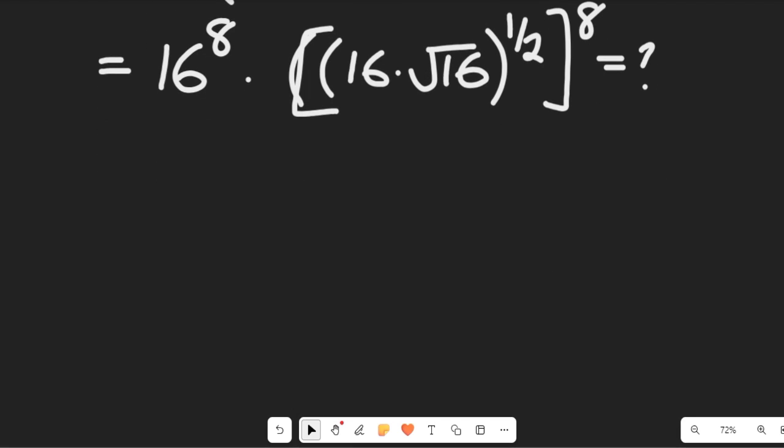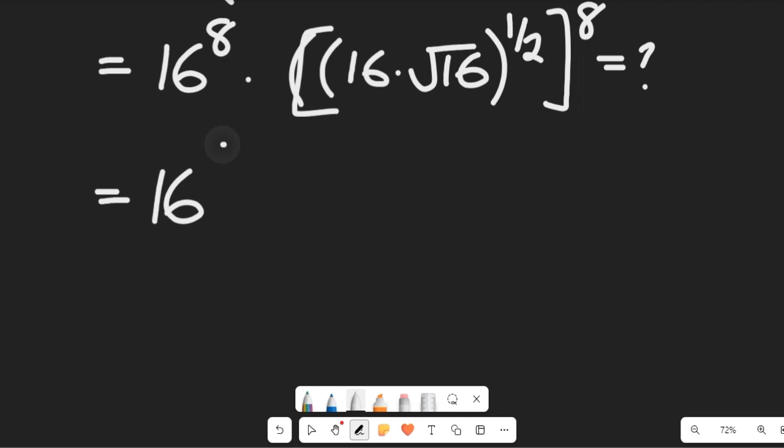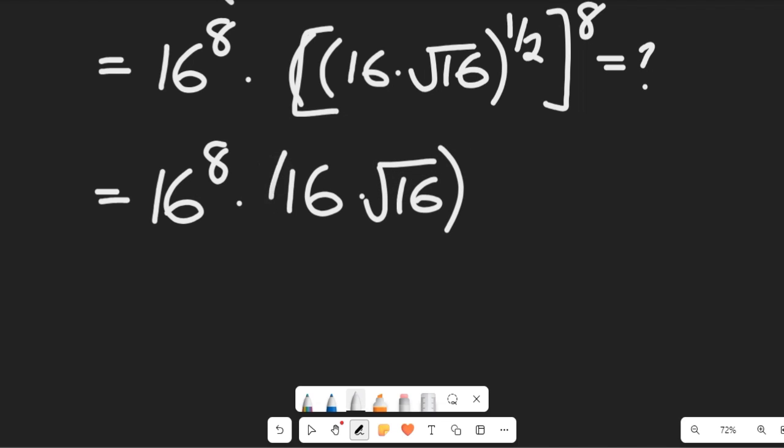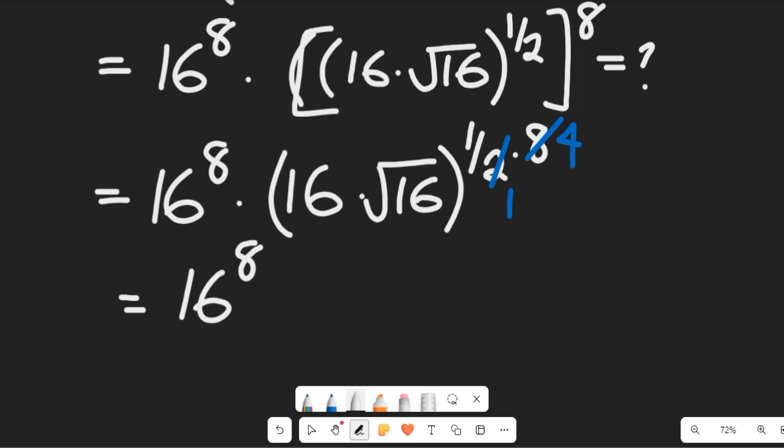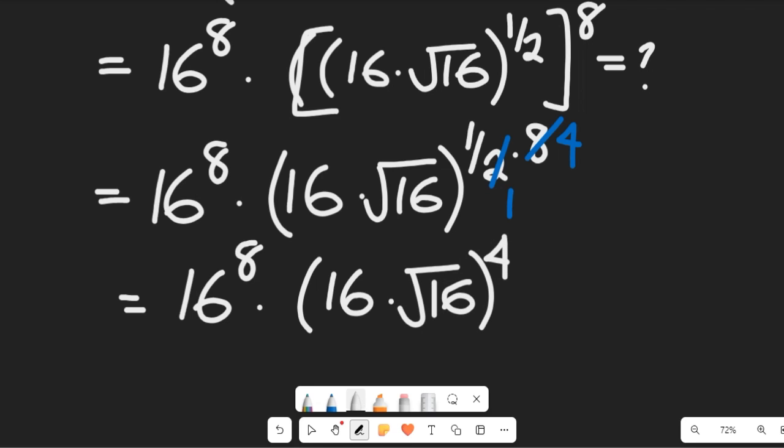Now, if we simplify that, we're going to have that expression to now give us 16 to the power of 8 multiplying 16 multiplying the square root of 16 all squared, and this way 1 multiplying by 8, which is according to the law of indices. While this 1, this will give us 4, we'll have that expression to now give us the solution in the next step, 16 to the power of 8 multiplying 16 multiplying the square root of 16 all to the power of 4.